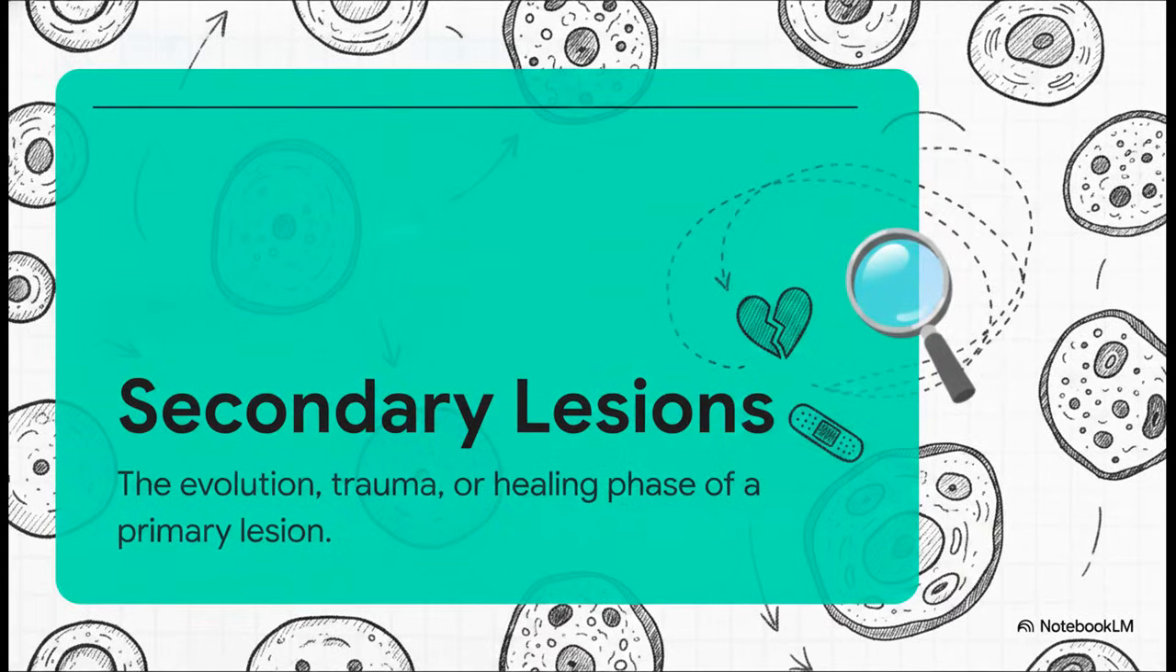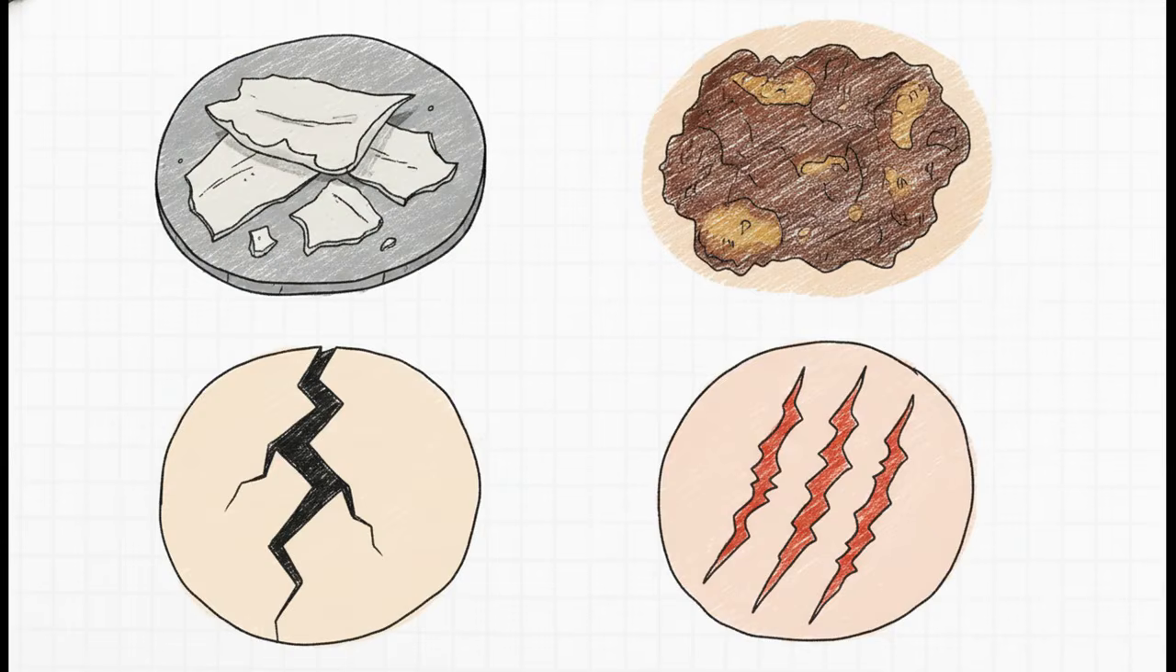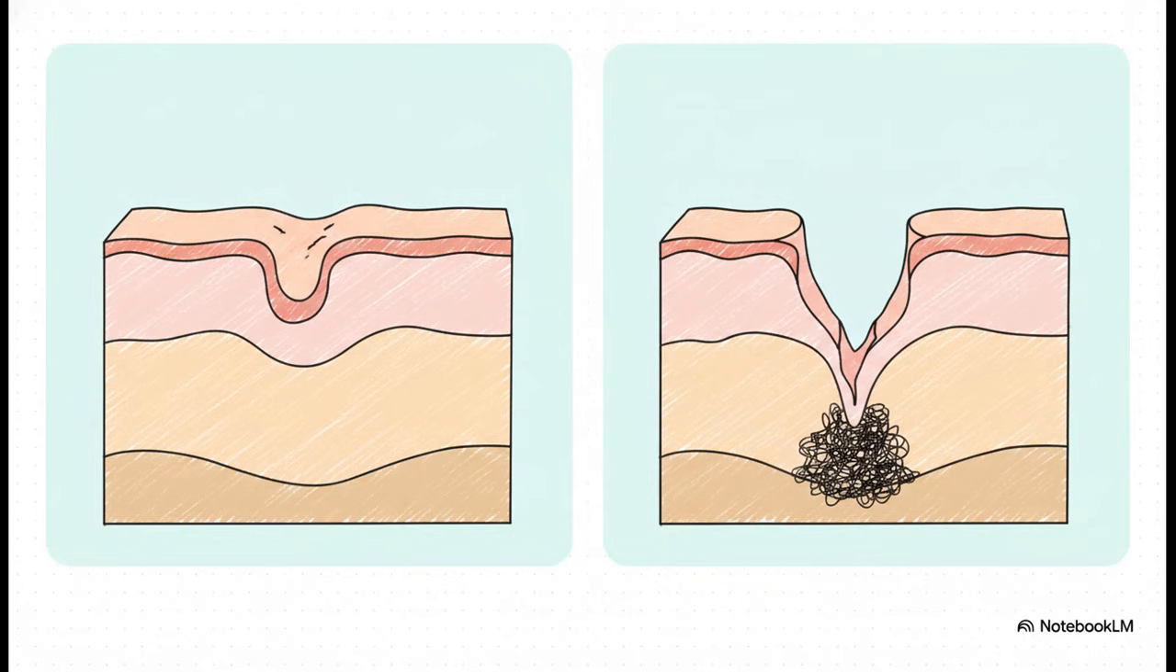So, what happens next? Enter secondary lesions. This is the physical aftermath, or evolution of those primary clues. The aftermath includes peeling scales, dried crusts, painful fissures, and excoriations, which are basically self-inflicted scratch marks. Depth totally matters here. Shallow erosions heal cleanly, but deep ulcers actually destroy tissue and leave permanent scars.